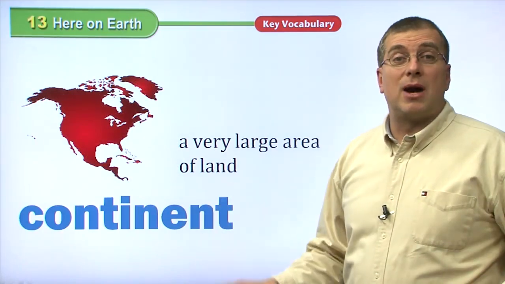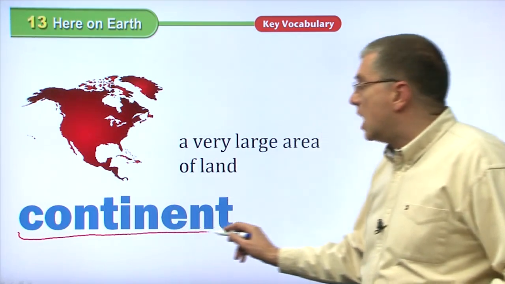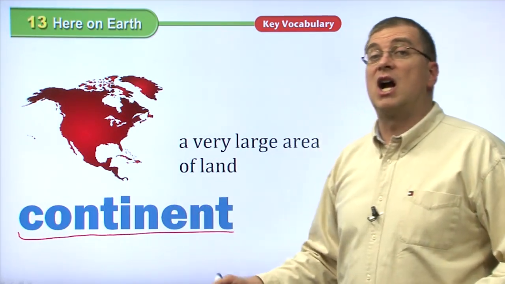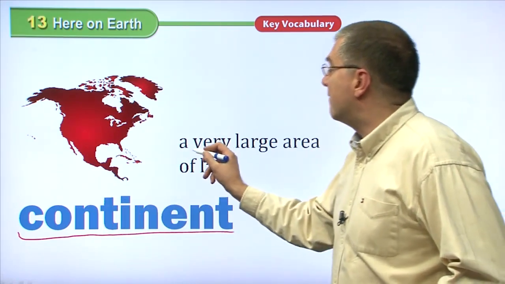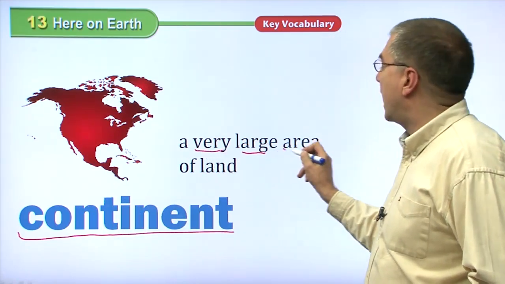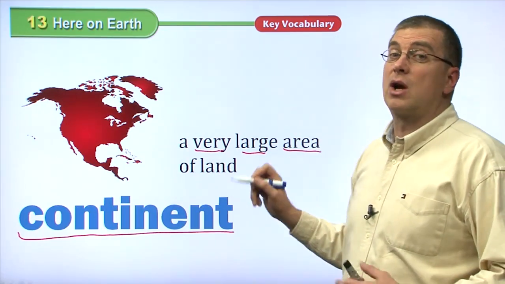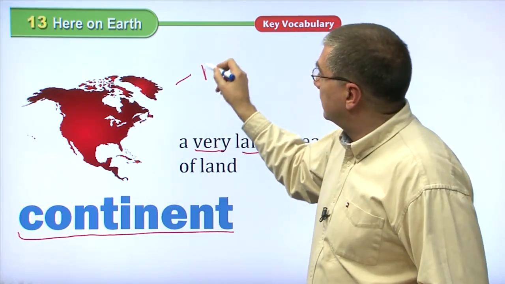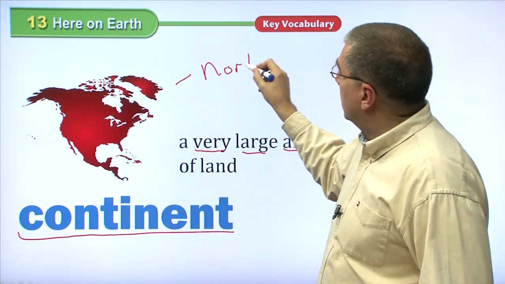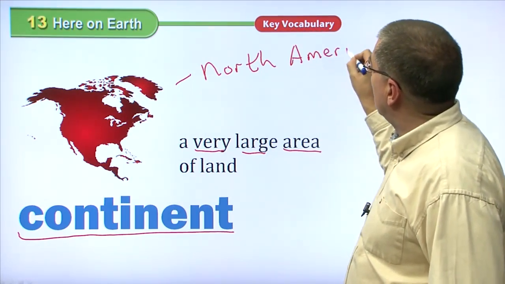Okay, when we talk about land, we can also talk about continent. Continent. A continent is a very big piece of land. A very large area of land. This is a continent. This is the continent of North America. It is very, very large.